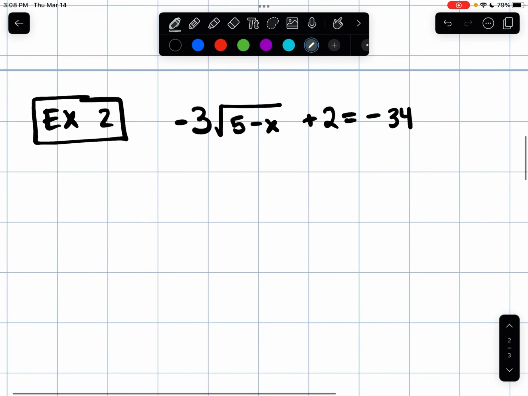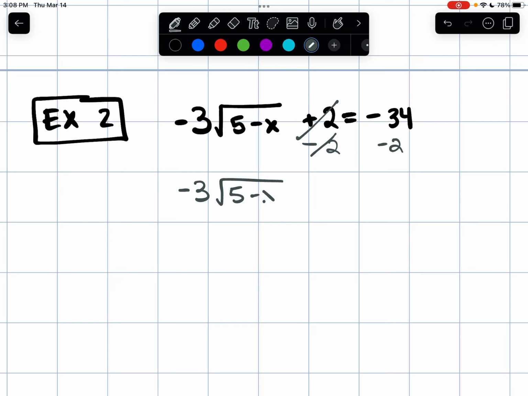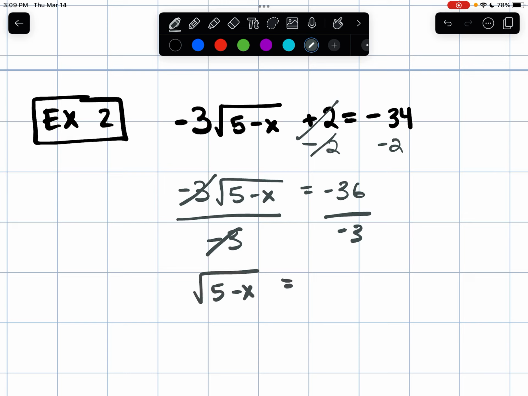Here we have negative 3 times the square root of 5 minus x, plus 2, equals negative 34. I'm going to try to move this 2, and I'm going to try to move this negative 3. So I'm going to have to subtract this 2 first. When we subtract the 2, we now have negative 3 times the square root of 5 minus x equals negative 36. Because this radical is being multiplied by this negative 3, to undo multiplication, I have to use division. So we're going to divide both sides by negative 3. These negative 3's cancel, and now we have the square root of 5 minus x equals positive 12.